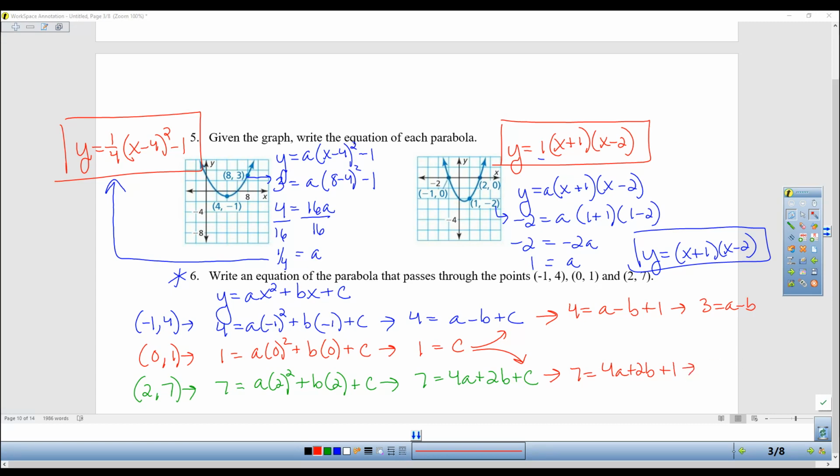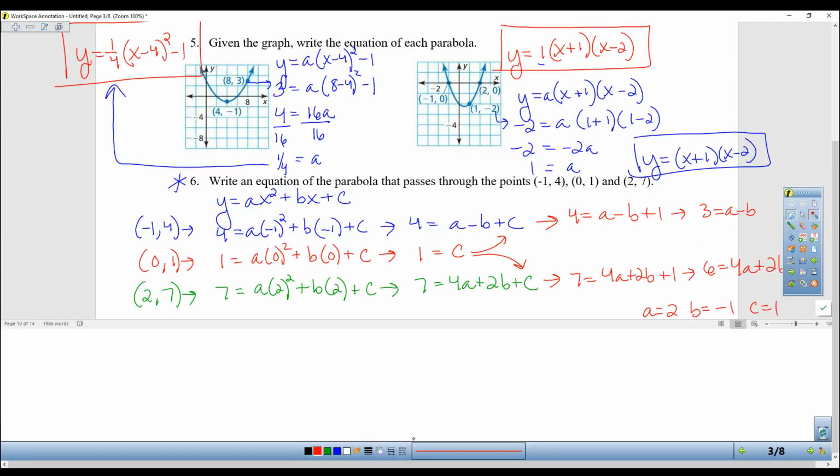So it's not your traditional way of solving a system, but nothing about math is going to stay traditional. And of course, you can solve the system from there. When you do, you'll get A is equal to 2, B is equal to -1, and C is equal to 1. That gives me the equation of the parabola 2x squared minus x plus 1.